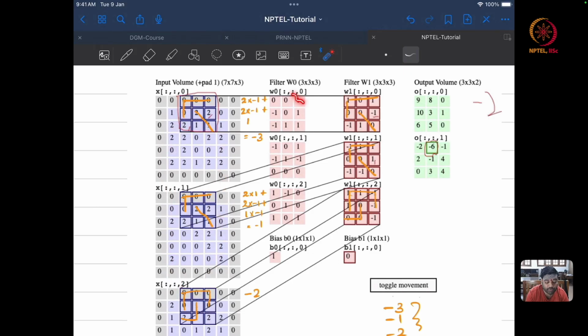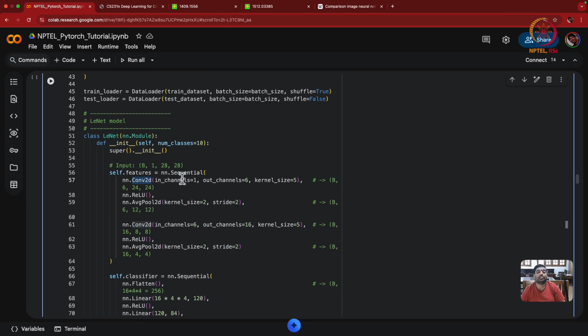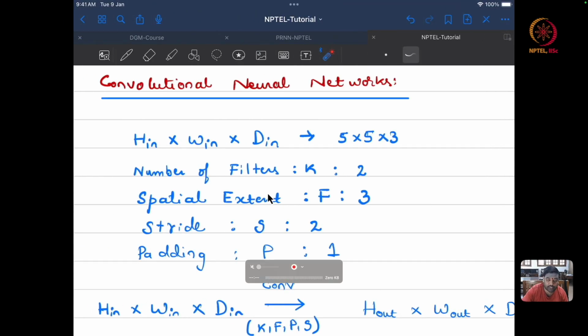Therefore, we have to specify the number of input channels. Output channel is 6, and output channel is nothing but the number of filters. Kernel size is 5, so you're specifying the kernel size. As of now, you have specified these two. Stride and padding you haven't specified. As I told you, if stride is not specified, it is considered as 1. Padding, if not specified, is considered as 0.